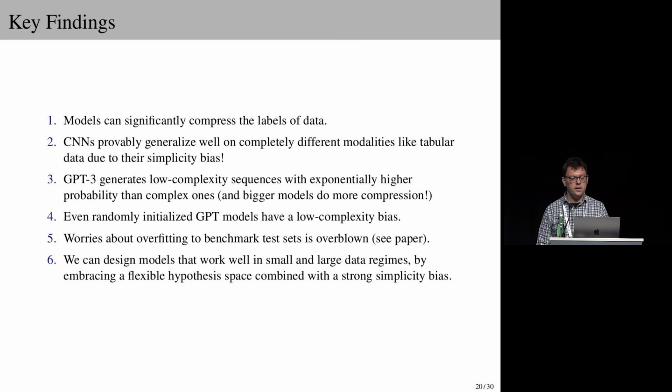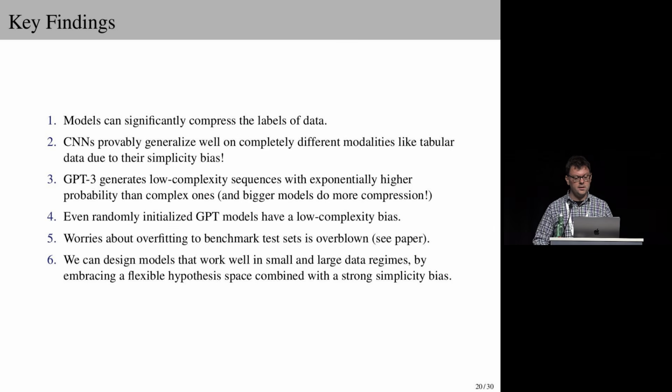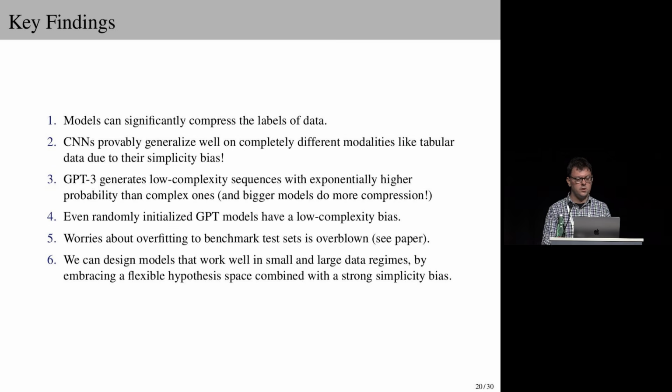with exponentially higher probability than complex ones, and this bias actually becomes more and more pronounced the larger the model is. So the bigger we make the language model, the more biased it is towards low Kolmogorov complexity, and this even holds for randomly initialized language models. So they already have this low complexity bias. It doesn't come, for example, completely through the pre-training task, although that does further increase the bias for low complexity solutions, repetition, things like this.